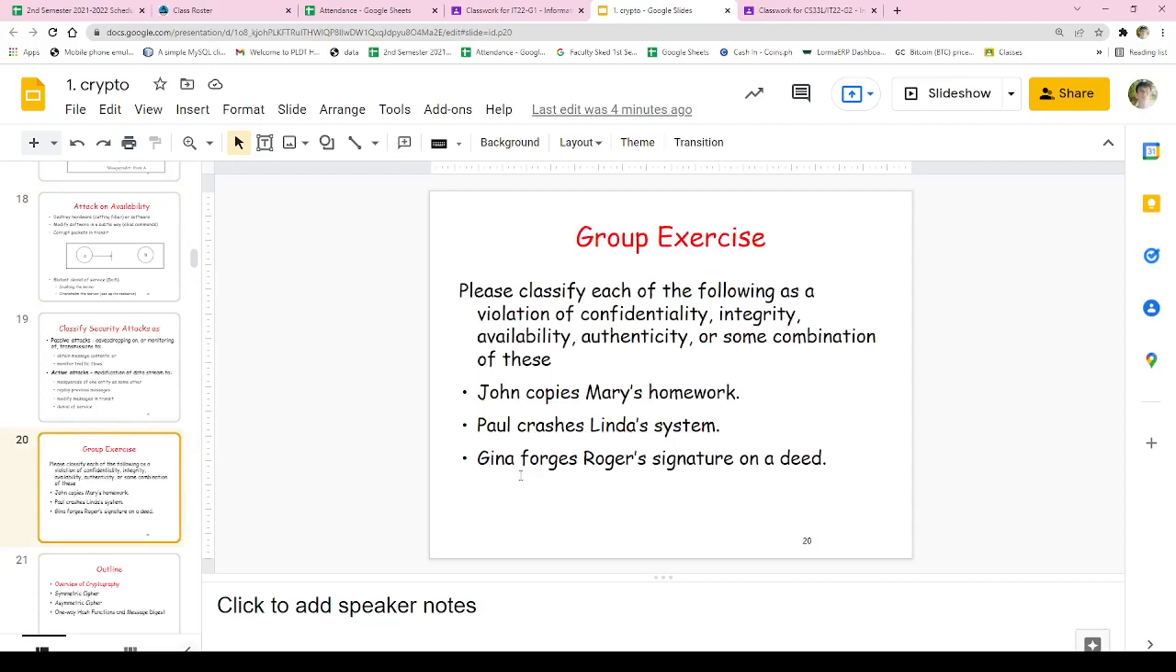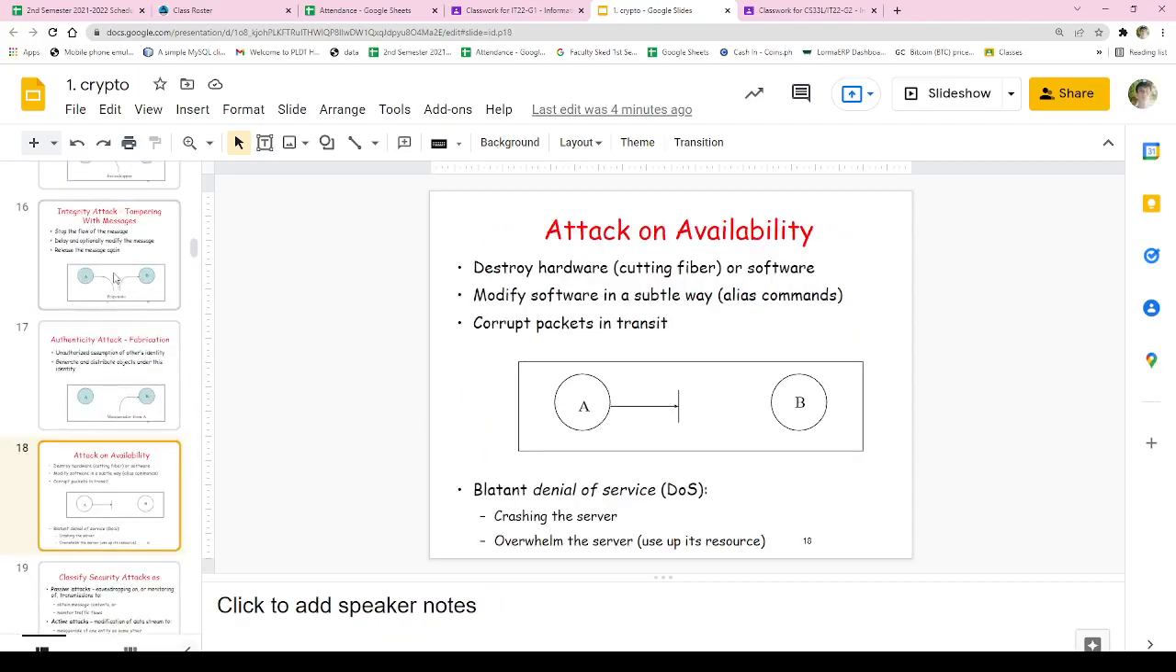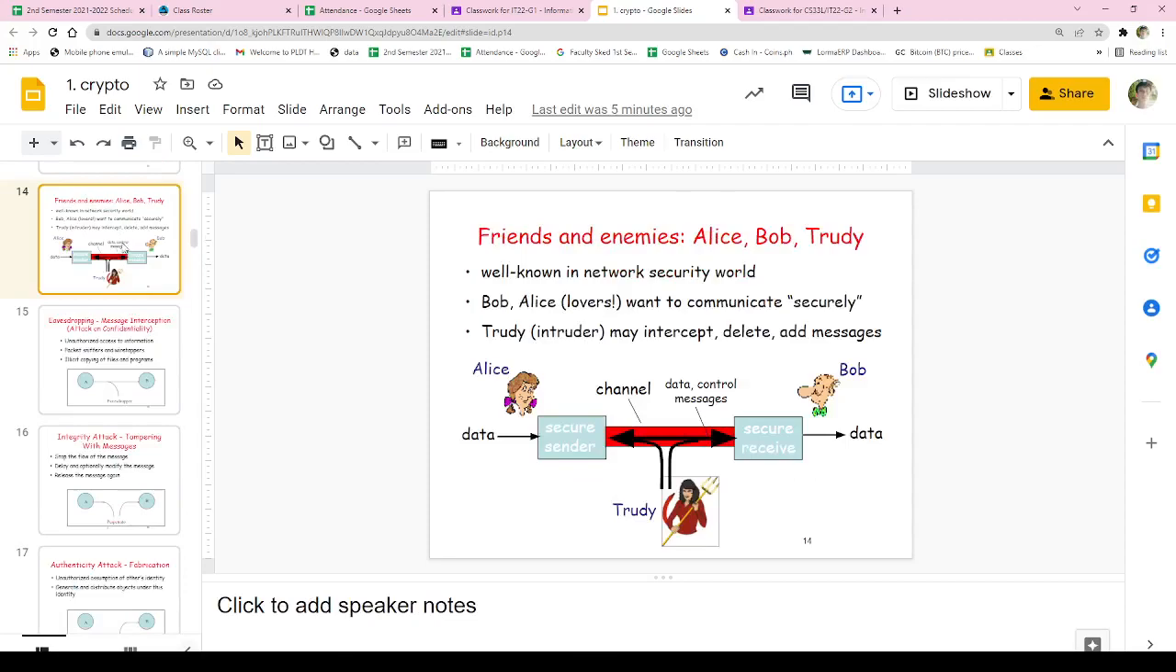This next one: forged signature on a deed. Forgery. So which is it? Confidentiality? Integrity? Availability? Authenticity? What do you think? Oh, also here. Let's look here.